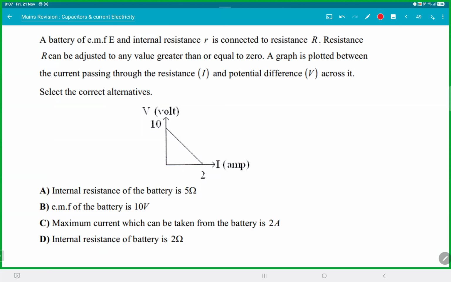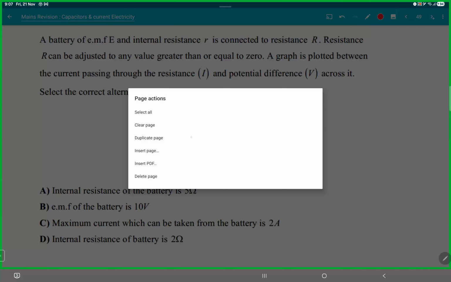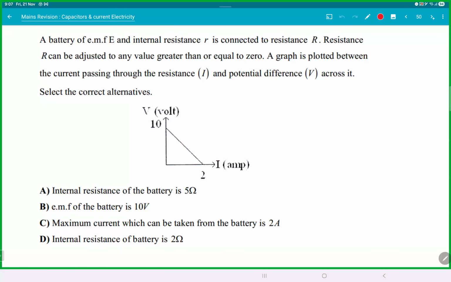Let's see. Hope you guys remember this experiment for the internal resistance. So battery, internal resistance, connected to an external resistance. Just to draw a circuit, you will see this thing. So battery, internal resistance, and you connect it to a capital R. This is E, I, and this is capital R. So R can be adjusted to any value from 0 to this thing. So when do you get 2 amperes? 2 amperes means it got shorted. The picture will look like this.